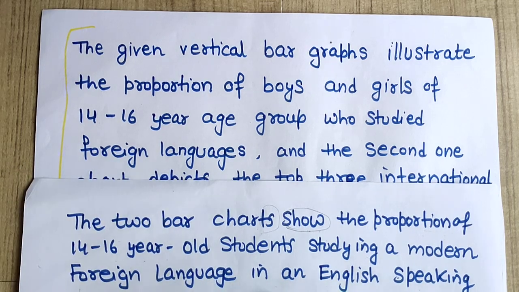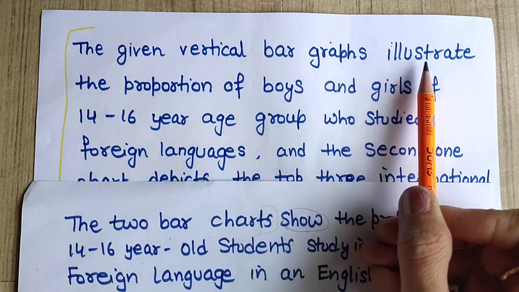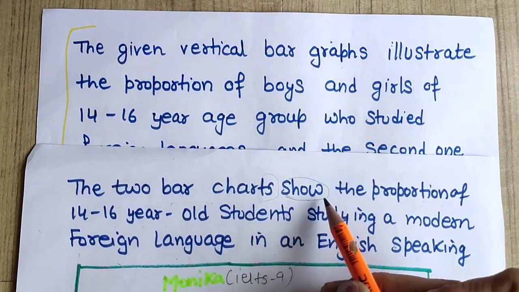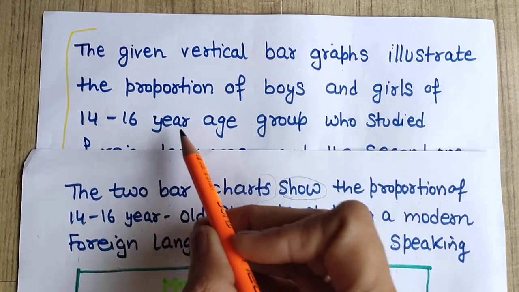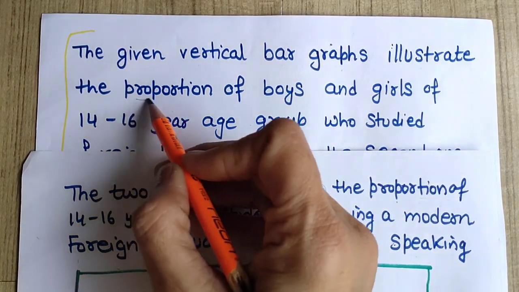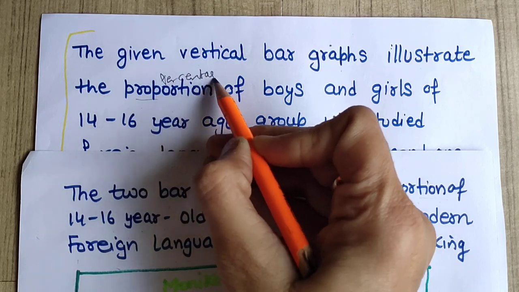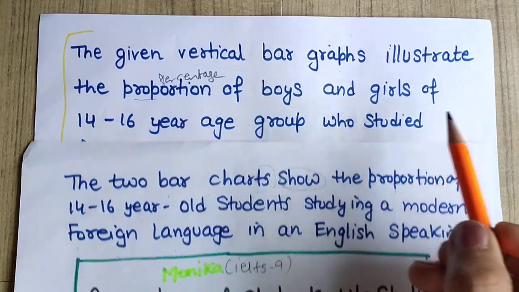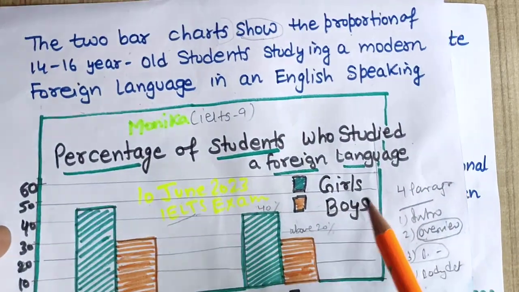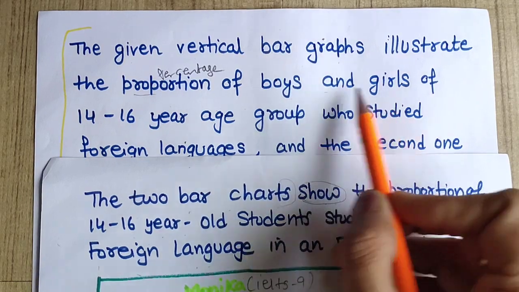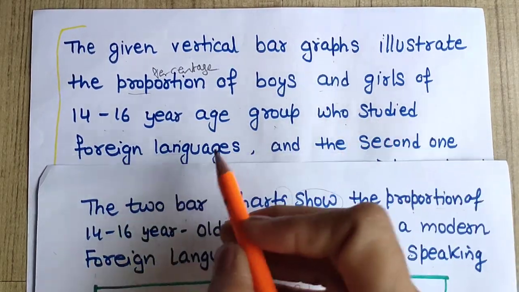As you can see how I have written the two bar charts, the given vertical bar graphs illustrate. Instead of "show" I have written "illustrate". Instead of "proportion" you can write "percentage". I have just repeated percentage. Percentage of boys and girls, because we know boys and girls are there. Okay, so boys and girls of 14 to 16 year age group who studied foreign language.